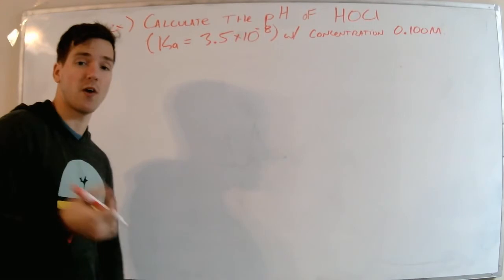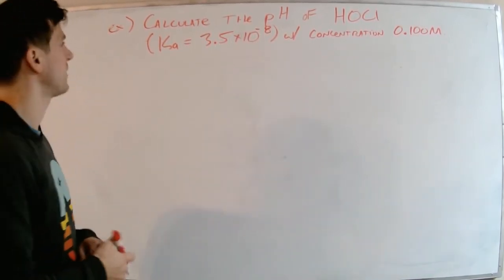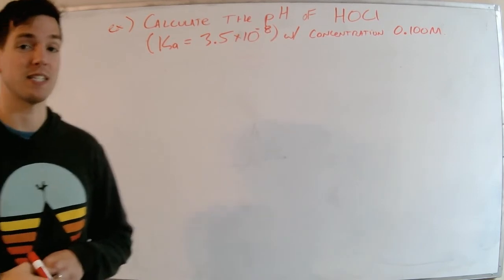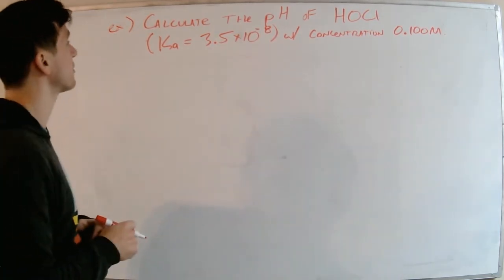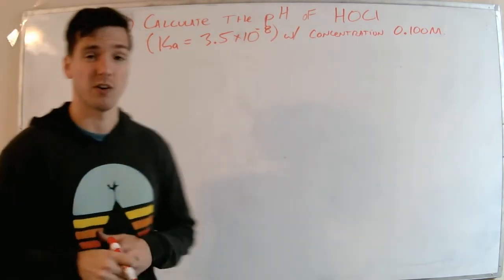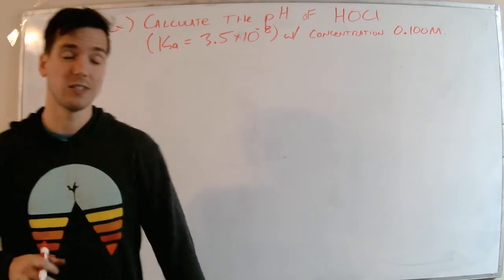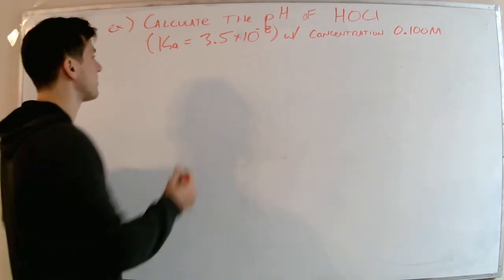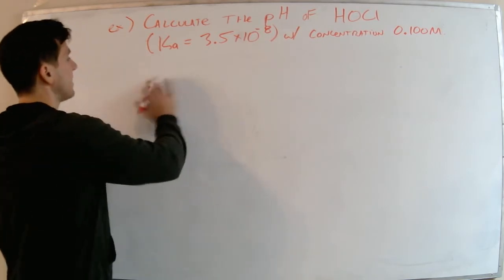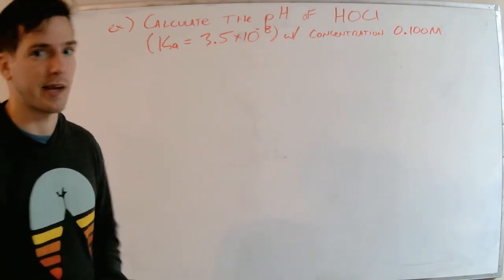So here we go, everyone. We want to calculate the pH of HOCl with a Ka of 3.5 times 10 to the -8th with a concentration of 0.100. So first thing, I want to figure out if this is a strong acid or a weak acid. HOCl, that's a weak acid. It's not HCl, it's HOCl. So it's a weak acid, so I'm going to be needing an ice table. And they give us a Ka that is pretty small, so that tells me it's a weak acid as well.